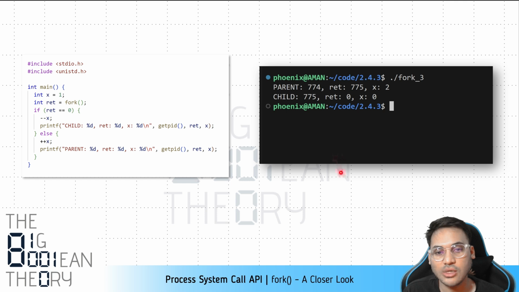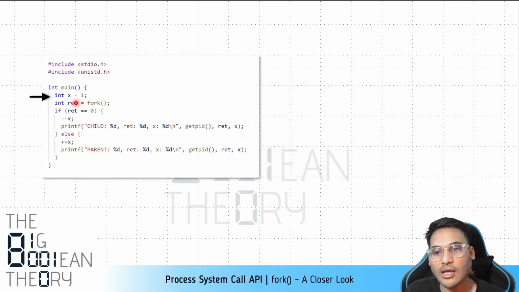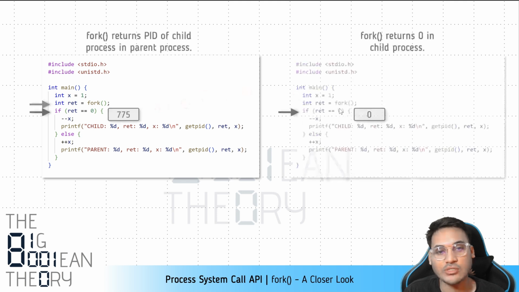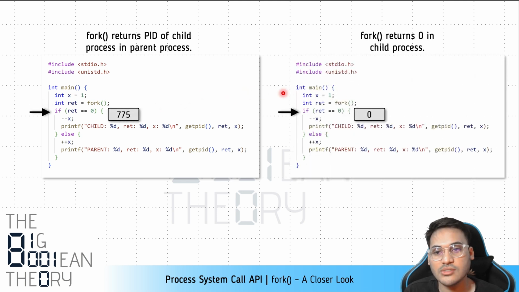So let's also go over the execution line by line and see why this kind of output is there. Although we already discussed, let's understand line by line. That will give us much more clarity, right? So we start execution and the value of x is 1. Then we invoke the fork statement. And once this is done, we'll have two processes, right? In the parent process, the fork returns the PID of the child process, which is 775. In the child process, it returns 0.